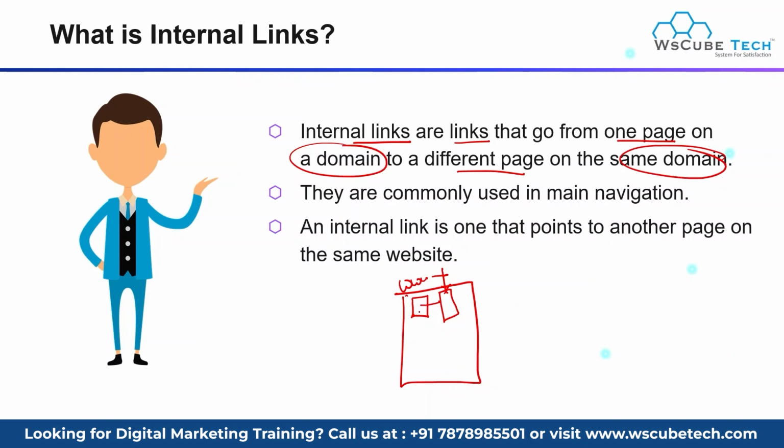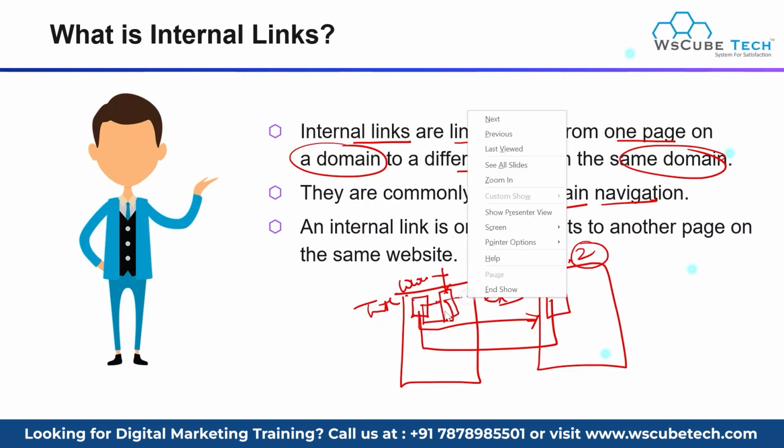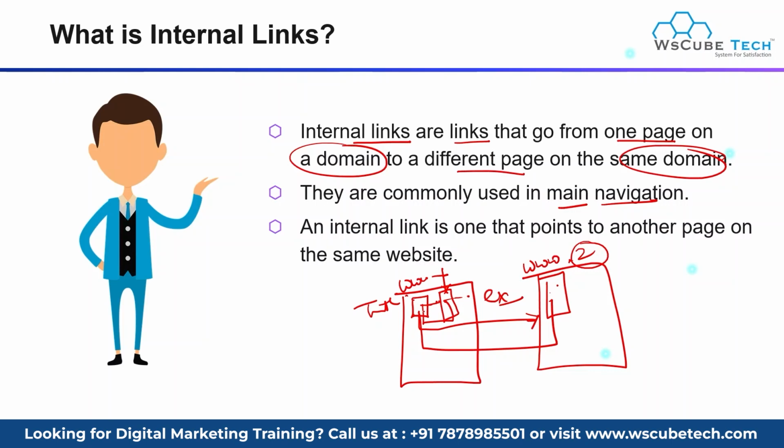But if you want to connect this particular page to another page of another domain, let's suppose this is another domain and this is the page of this particular domain, this is known as external linking. So the linking between these two is known as internal, and the linking between these two is known as external. They are commonly used in the main navigation. In your home page, you see that we have different pages available here. Now, if you want to connect one page of the same domain to another page of the same domain, in that case we need internal linking.